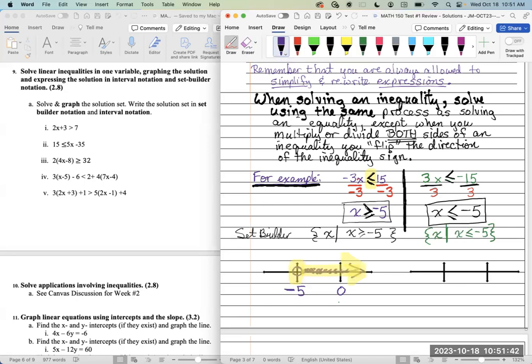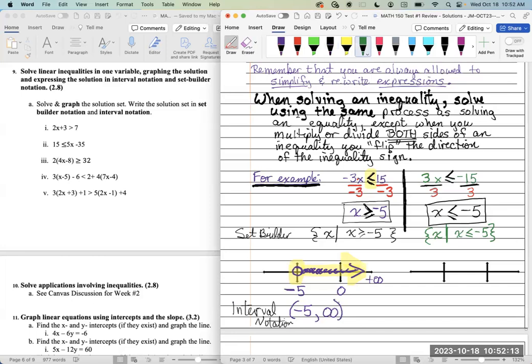Then to do interval notation, I would have a parenthesis to show the readers that the negative 5 is not included, and then it's getting larger towards positive infinity. So that would be interval notation. And then do the same for the other.